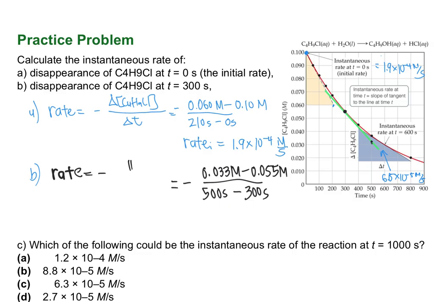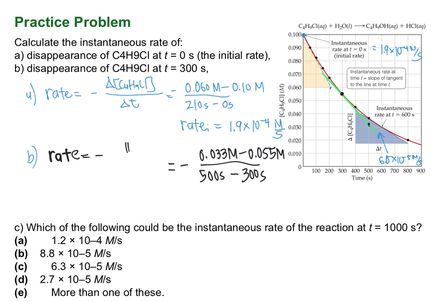All right, so when we calculate that, we're going to do 0.033 minus 0.055. And what we end up getting for this rate at 300 seconds is about 1.1 times 10 to the negative 4 molar per second. So it definitely was higher up here, lower here, and even lower at time 600.